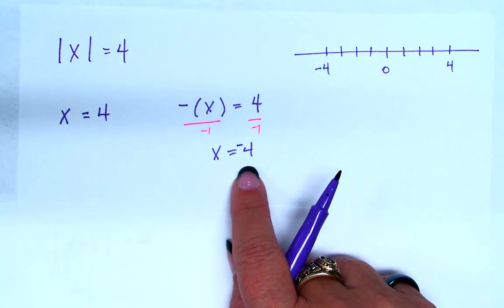No, guys, listen. Absolute value is a distance from 0. Can you have a negative? When you take the absolute value, you're just going to get a 4, right?